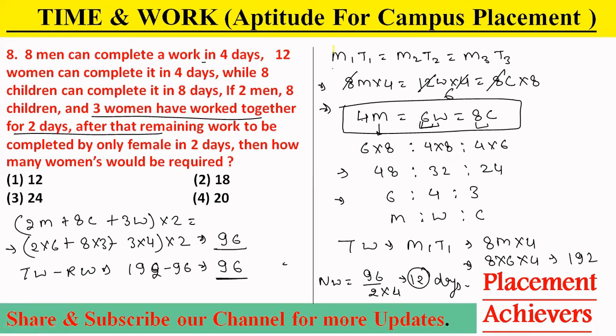Okay guys, let's take it again. There are three situations, M1 T1, M2 T2, M3 T3 here. And all variables of these three situations are given here. M1 T1 is given here, M2 T2 is given here, and M3 T3 is given here. So after calculating the values, we can find out the ratio of man power to women power to children power. Children power means capacity here.